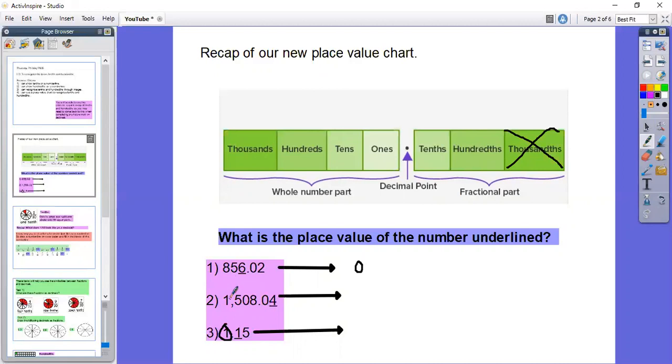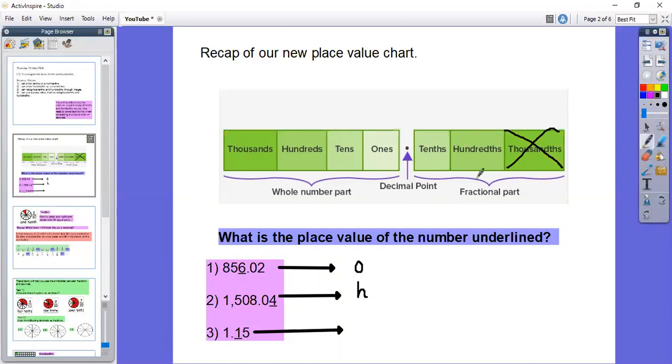Number two, the number is 1508.04. The 4 is underlined, so I can see my decimal point is here. The 0 will be my tenths, and the 4 must be my hundredths. So I'm going to put a lowercase h for hundredths.